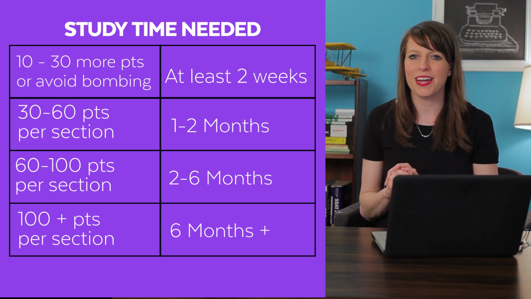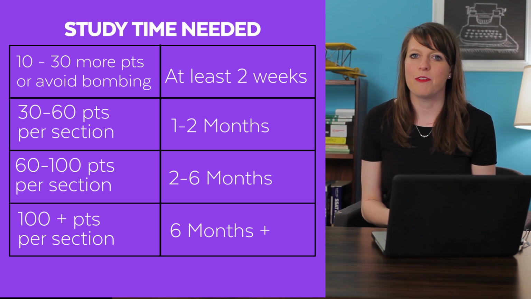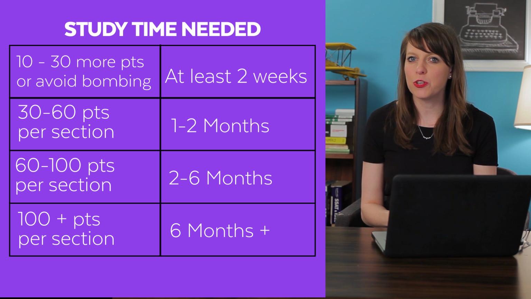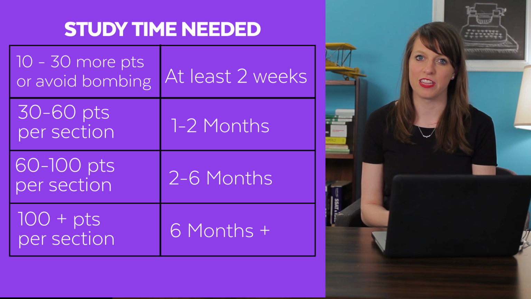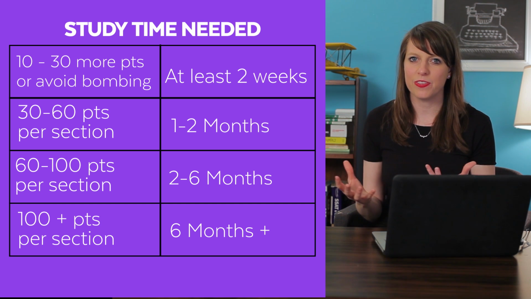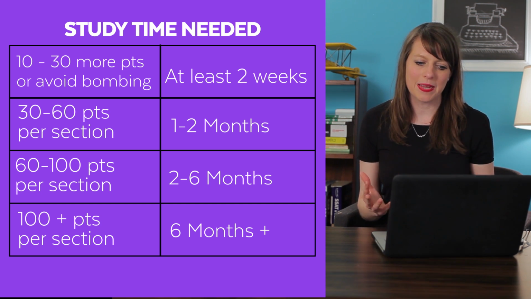And if you're looking for more than 100 points a section, that's over 200 points composite, I recommend that you're studying for at least 6 months. And it really depends on how quickly you pick up the material and how fast you can learn, and if you're a good self-starter or if you're good at teaching yourself. All of those good things are going to work into your personal equation, but those are just some guidelines overall.